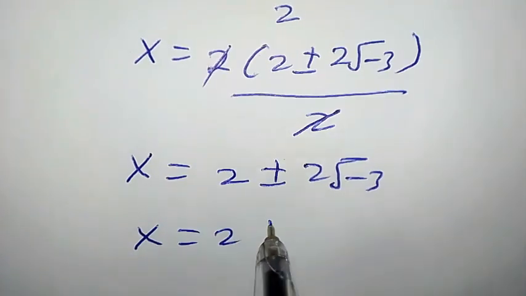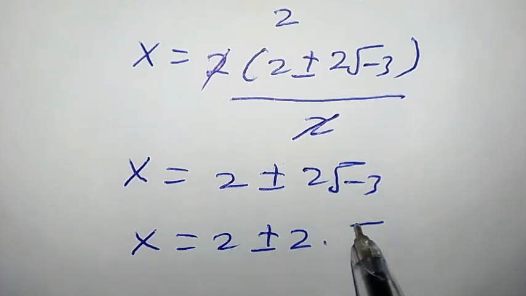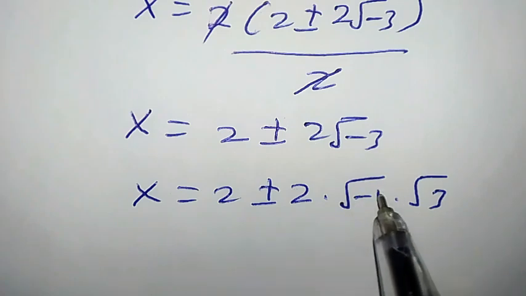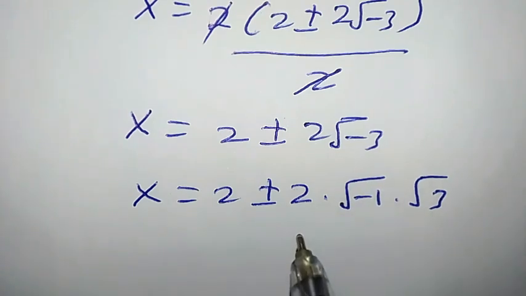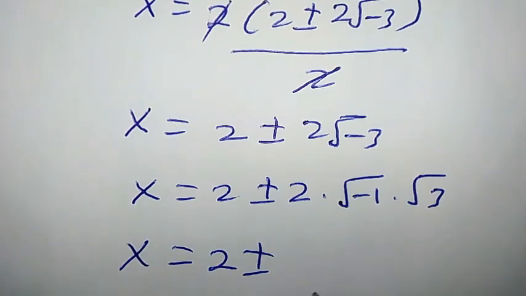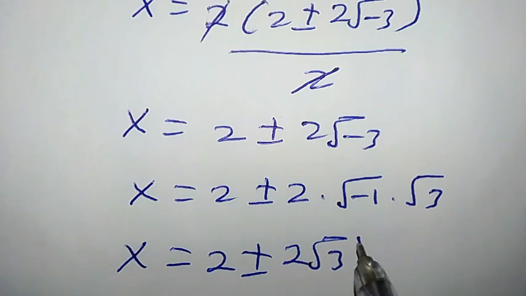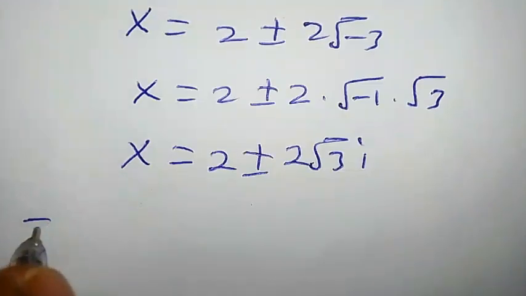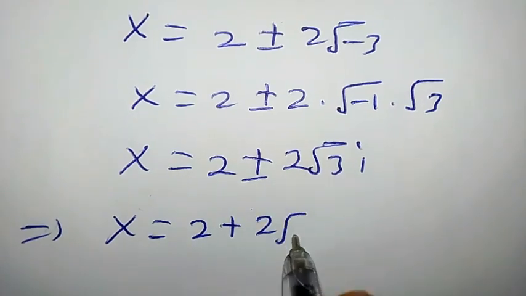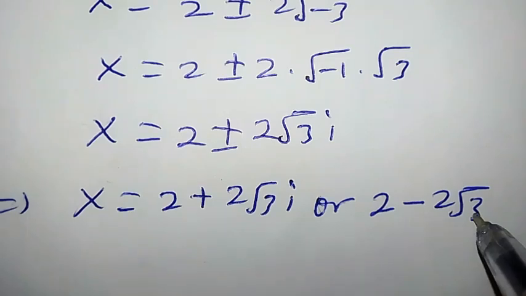x equals 2 plus or minus 2 times, we can write this as square root of negative 1 times square root of 3. But what is square root of negative 1? Square root of negative 1 is i from the complex numbers. So we're going to have x equals 2 plus or minus 2 times square root of 3 i. Since i is equal to square root of negative 1, this implies that x is equal to 2 plus 2 root 3i or 2 minus 2 root 3i.